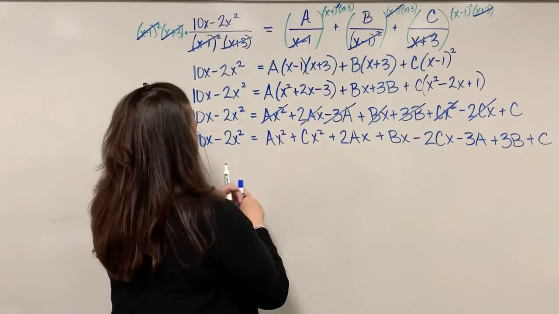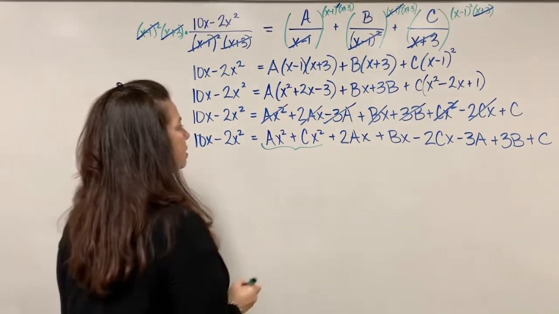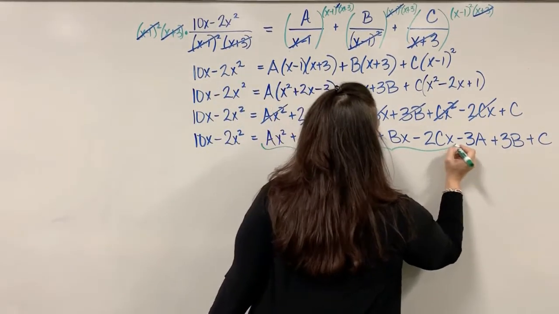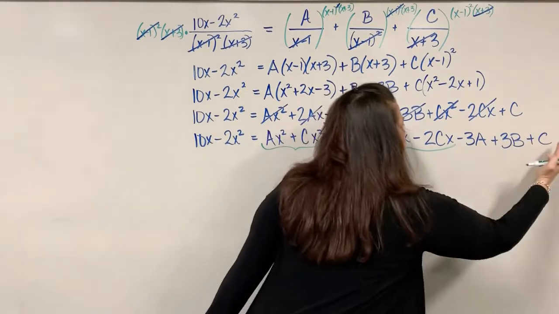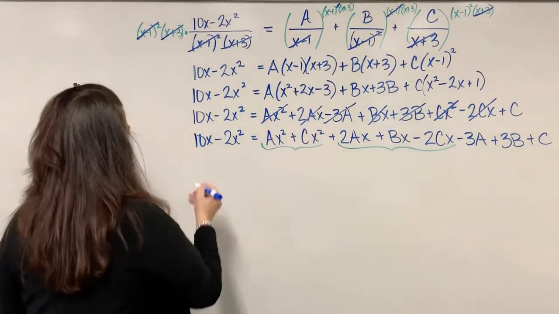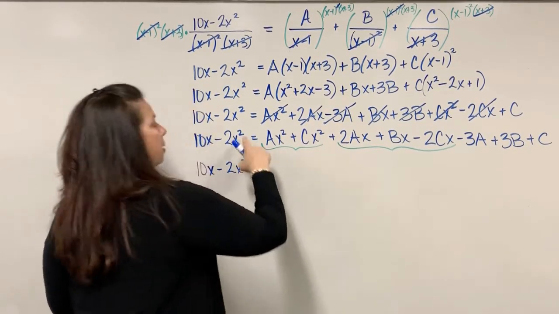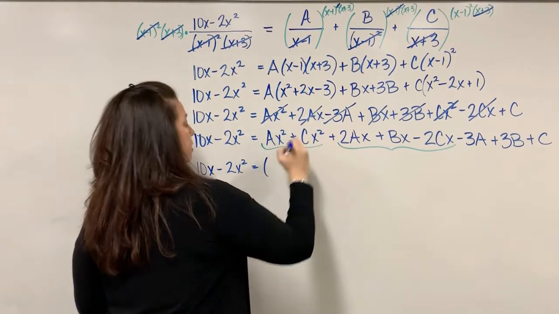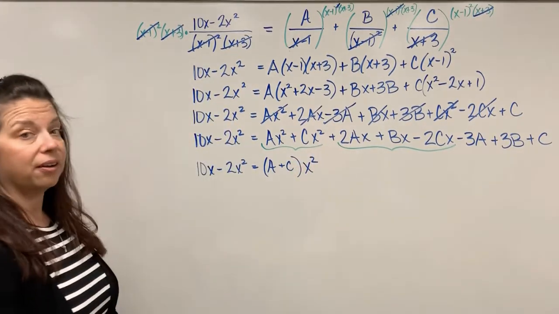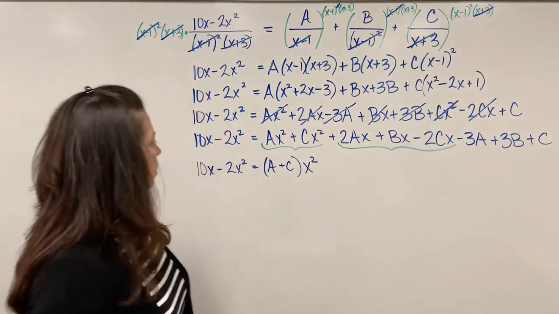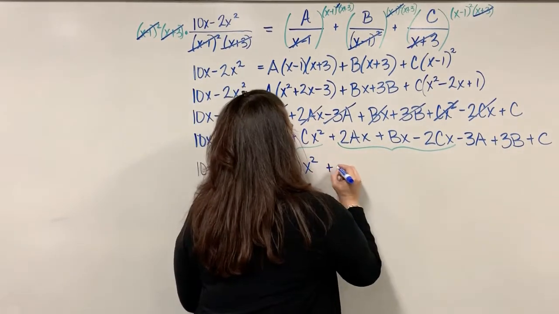So I see here I've got these x squareds. Let's factor out the x squared in both of those terms. And similarly, I have a greatest common factor of an x in those 3 terms that I will factor out. And then these last 3 terms will just be grouped together. So I have 10x minus 2x squared equals, in parentheses, just put an a plus the c, showing that I have factored out back here an x squared. And of course, if you want to check yourself, you just distribute that back in, and it's equivalent to ax squared plus cx squared.